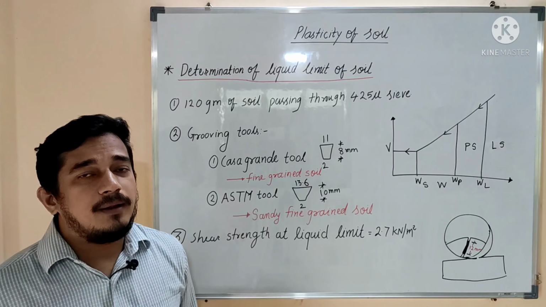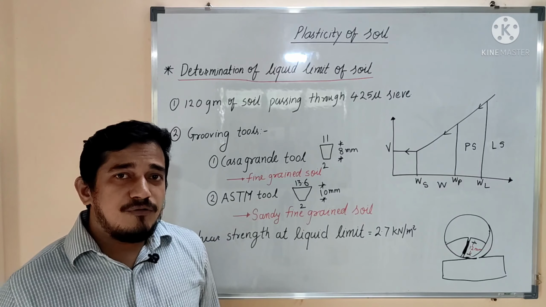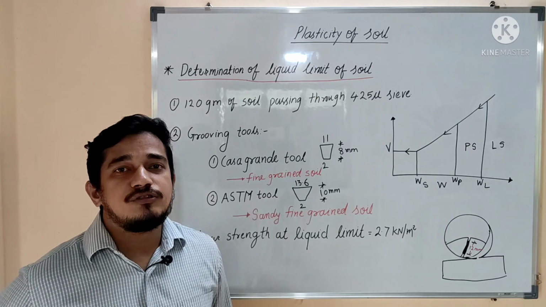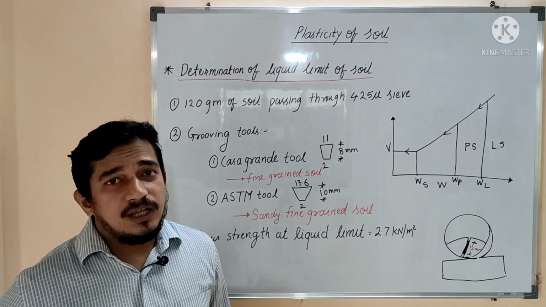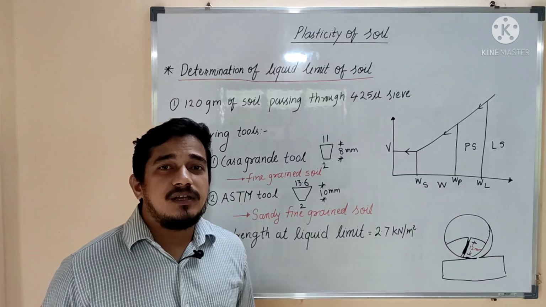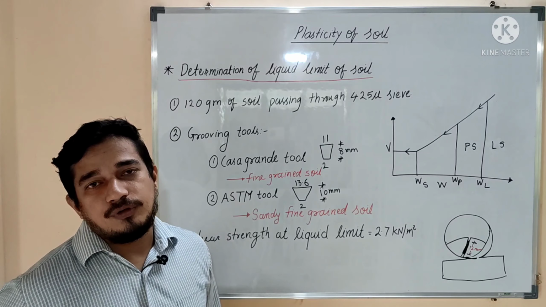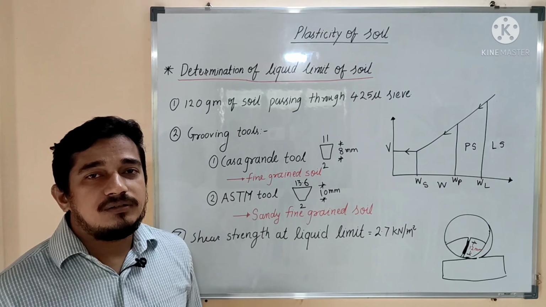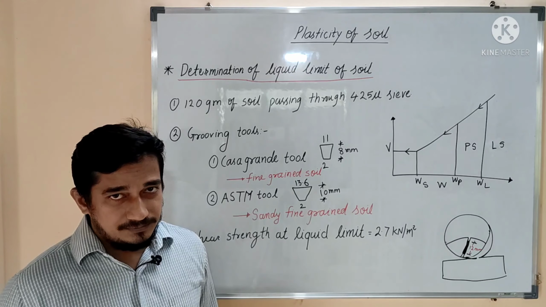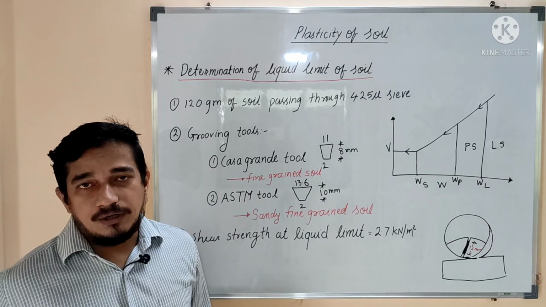The second important parameter is the size of a particle. As the size of a particle reduces, the specific surface area of a soil particle will increase. As there is more surface area, there will be more surface charge, and as there is more surface charge, more water will get absorbed to it, and because of that there will be an increase in the liquid limit of a soil. So it means that the finer the particle, the higher the liquid limit.